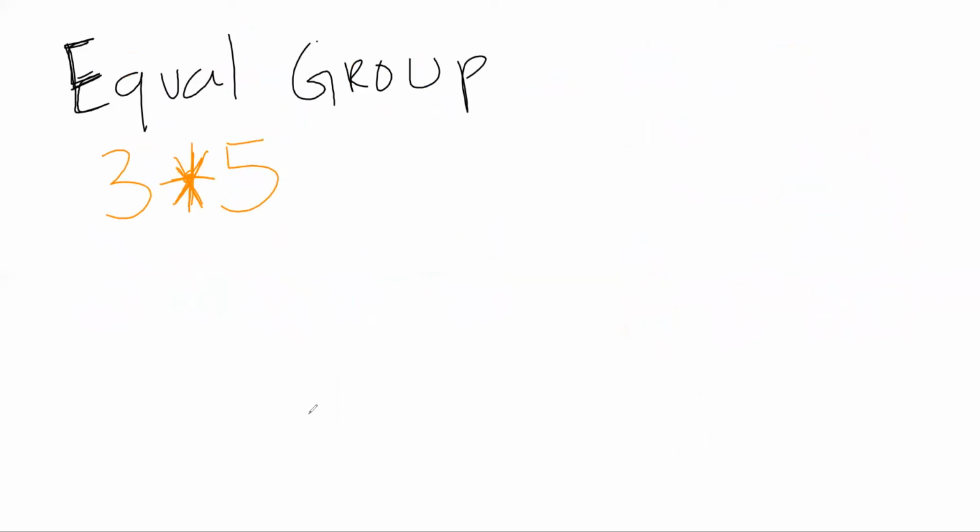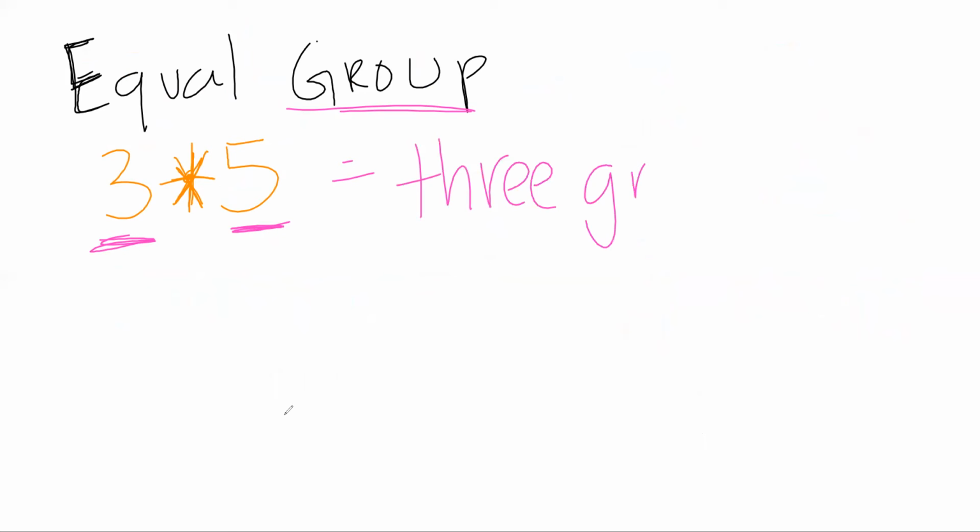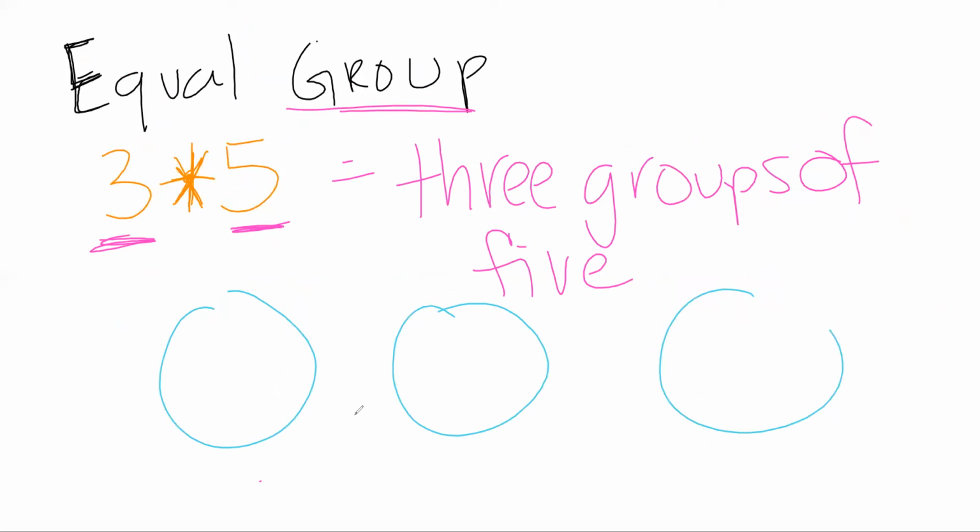So 3 times 5. So what that could be is thinking about 3 groups, right? Equal groups, 3 groups of 5. I'm gonna kind of write that out as a sentence. That would be like 3 groups of 5. So if I thought about that sentence, 3 groups, I could draw out 3 groups, 1, 2, 3, and then it was groups of 5. So in each one of these, I need 5.